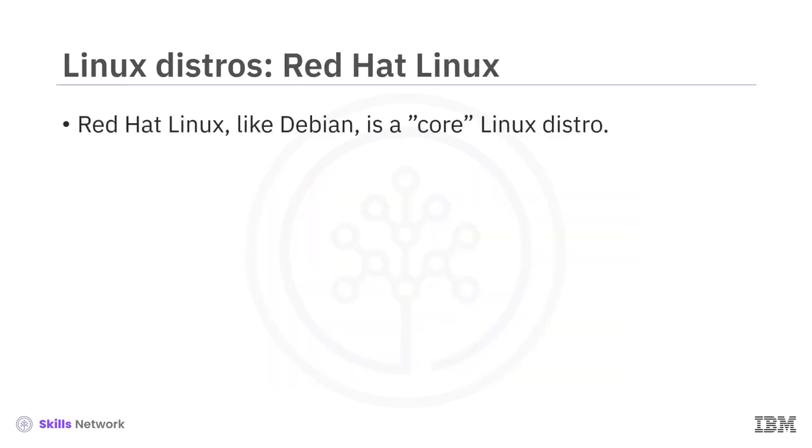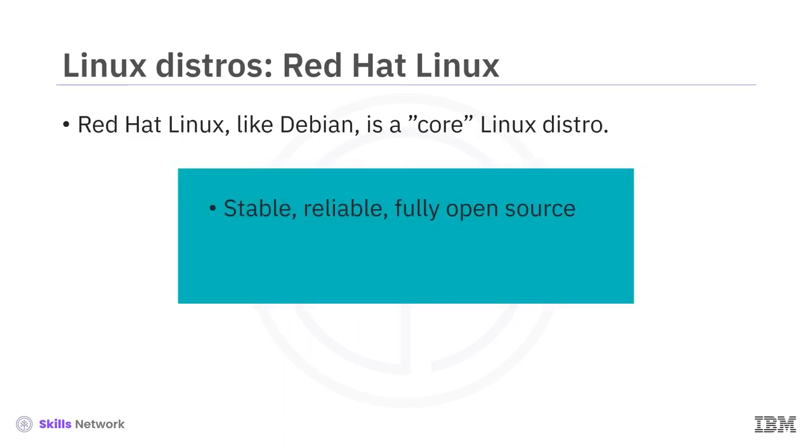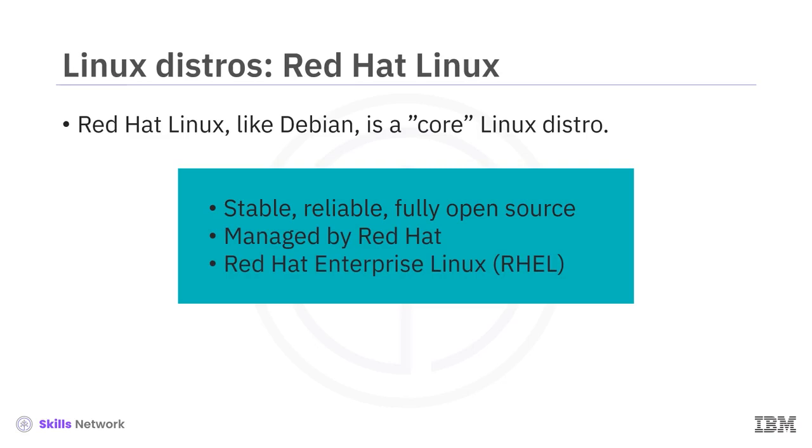Red Hat Linux, like Debian, is a core Linux distro, meaning that it is not derived from another Linux distro. Red Hat is known for being stable, reliable, and fully open source. It's managed by Red Hat, an IBM subsidiary. Today, it ships as Red Hat Enterprise Linux, or RHEL, an edition focused entirely on enterprise customers.